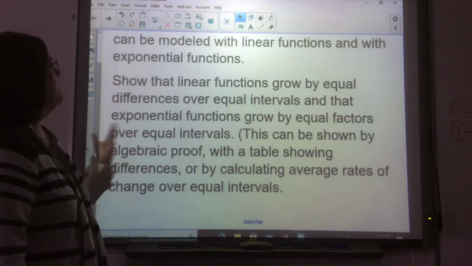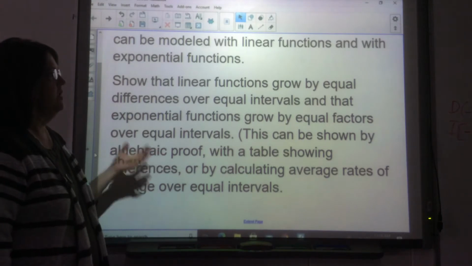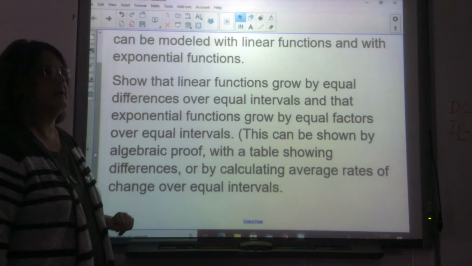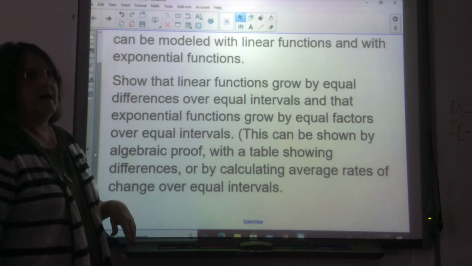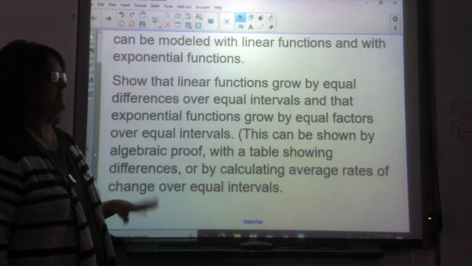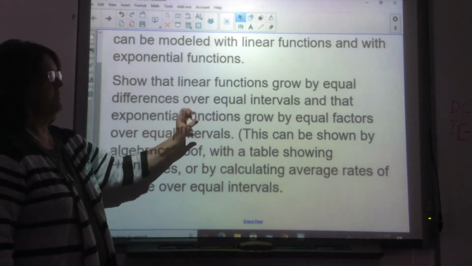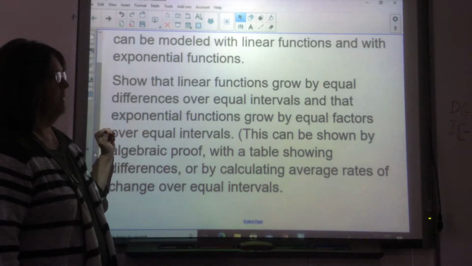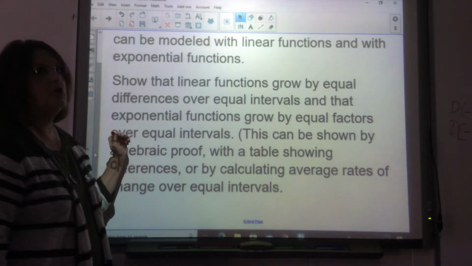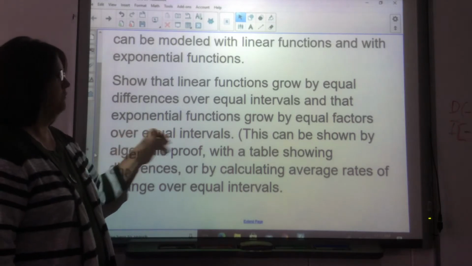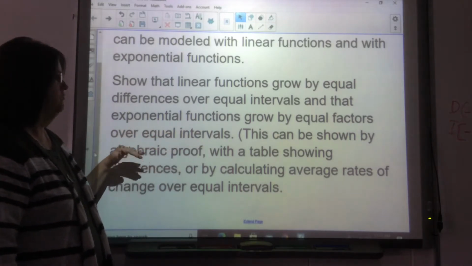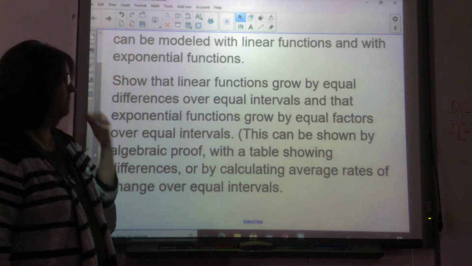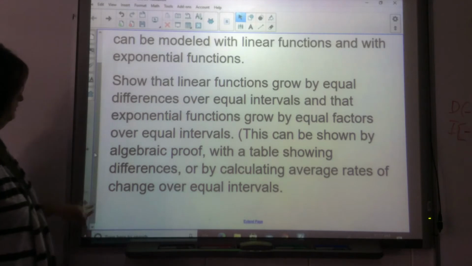Now, I'm going to start by explaining to you that linear functions grow by equal differences over equal intervals, meaning that I am either going to add the same number or subtract the same number with each part of the table, with the y's. Exponential functions grow by equal factors, meaning I'm going to multiply by the same thing over equal intervals. And this can be shown with an algebraic proof, with a table showing the differences, or by calculating average rates of change over equal intervals.